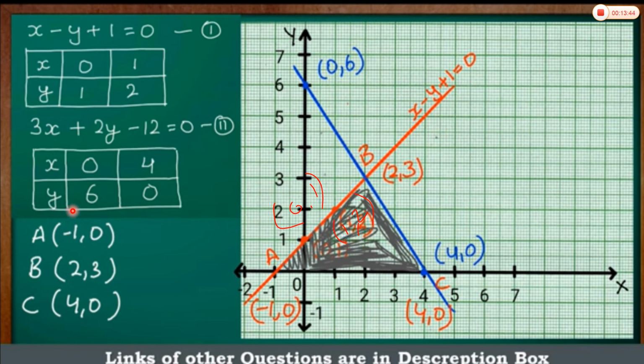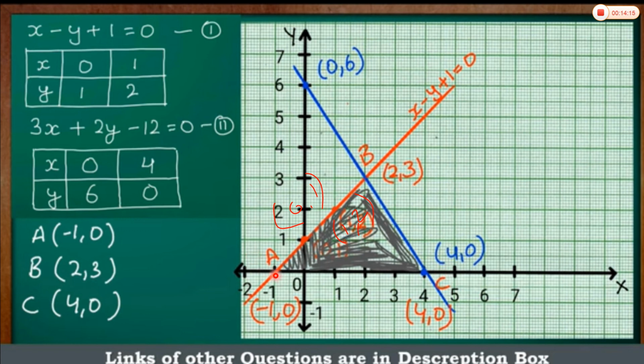From the second equation, x 0, y equal to 6: x 0 here and y equal to 6 here, mark this point. And the second, x 4, y 0: x 4 will be here and y 0 will be on the x-axis, because we know that on the x-axis the value of y equal to 0. So we join these points and obtain a straight line. Now from these two equations and the x-axis we obtain a triangular shape.